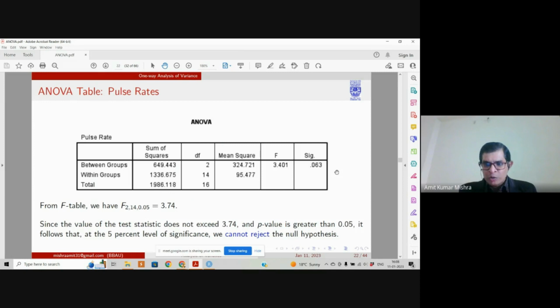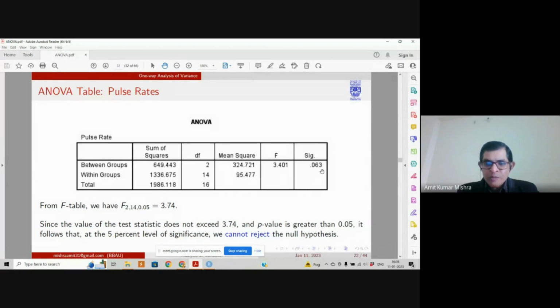This is the SPSS output. I will show you in R also. You can see between groups, the sum of squares is this. Within group, this is this. Now you can see this is 649, this is 1336. Then degrees of freedom, mean square, F, significance. This significance is actually the p value. So this p value is 0.063.